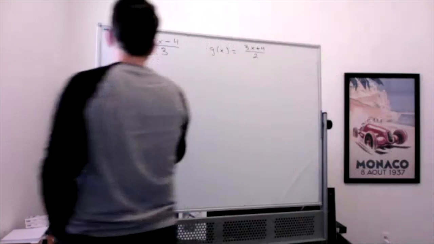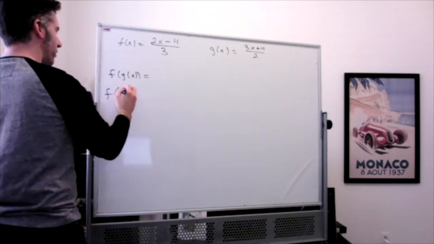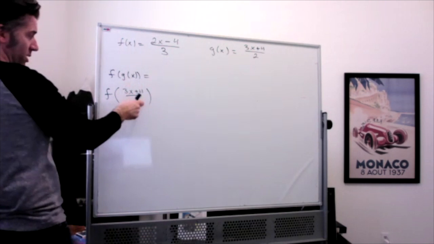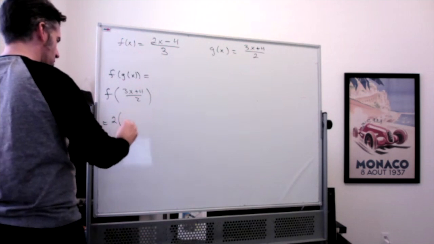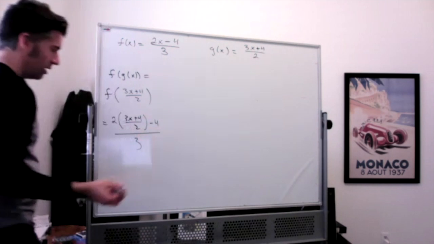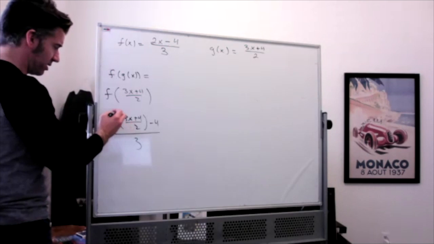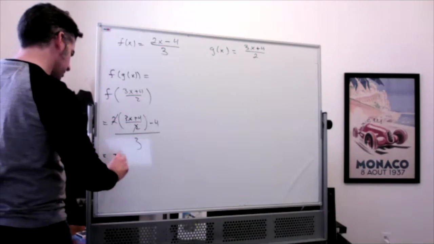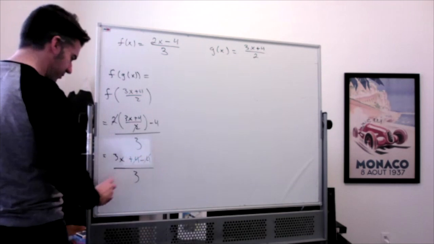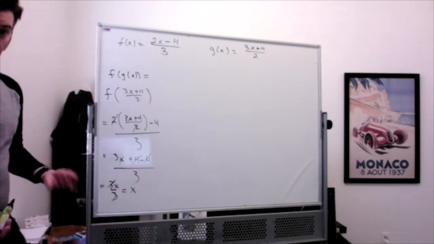We can also do the work. We can see that f of g of x is equal to f of 3x plus 4 over 2, which is equal to, so I'm putting this in for x here, 2 times 3x plus 4 over 2 minus 4 over 3. We have to be a little bit careful about the order we cancel things in. First, we cancel these 2's. Then I'm rewriting this as 3x plus 4 minus 4 over 3. 4 minus 4 cancels out, that's 0. And then we got 3x over 3, those cancel, which is x. So f of g of x is x.